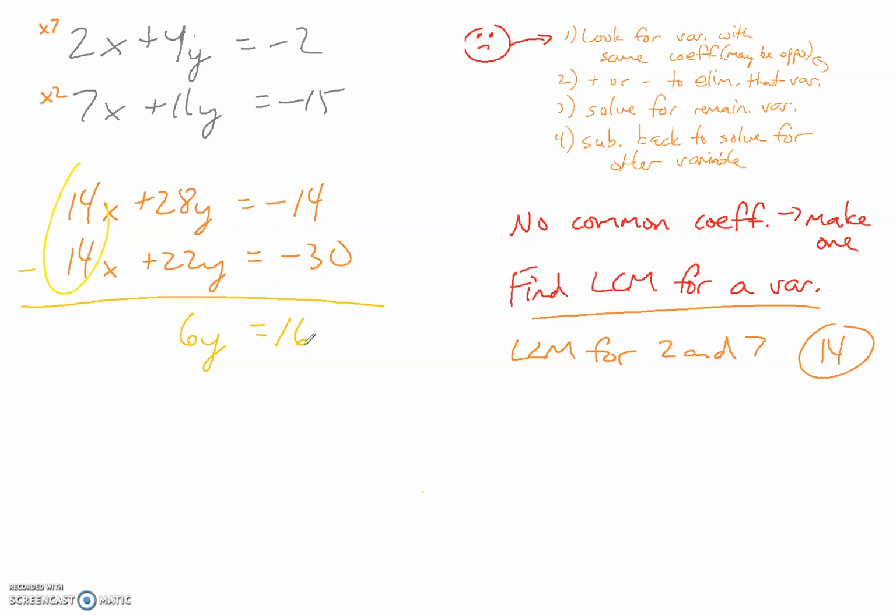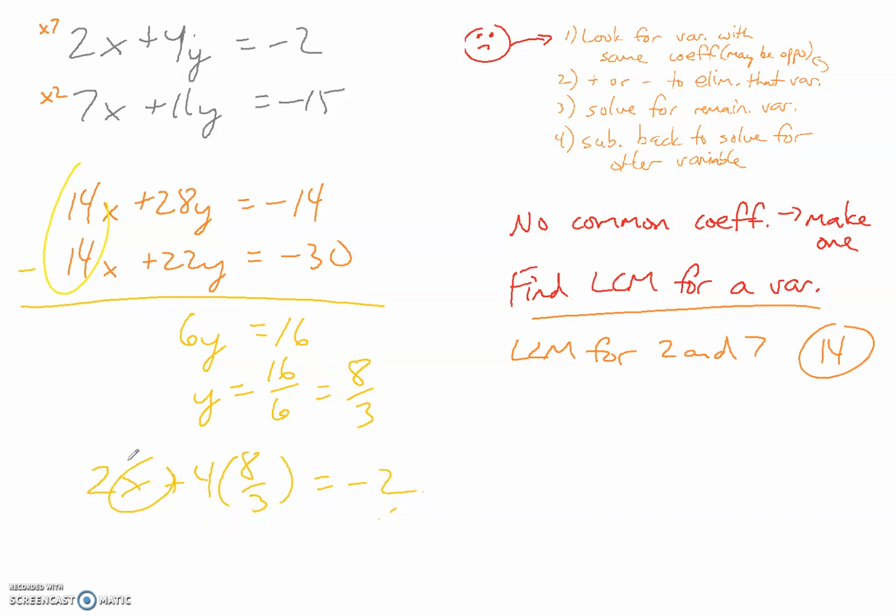All right, so not a pretty nice little whole number, but that's fine. I divide both sides by 6, so y is equal to 16 divided by 6, or 8 over 3. Sometimes you just get fractional answers. Okay, and then we can go back to one of our original expressions. So 2x plus 4 times 8 over 3 is equal to negative 2. And now you just solve for x.